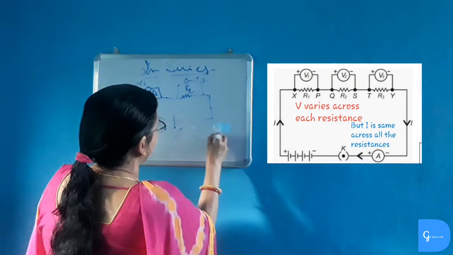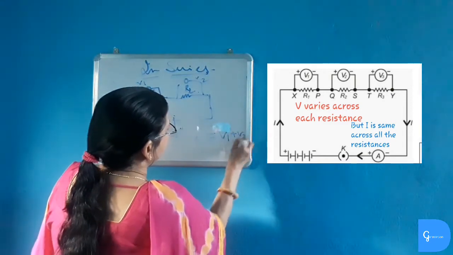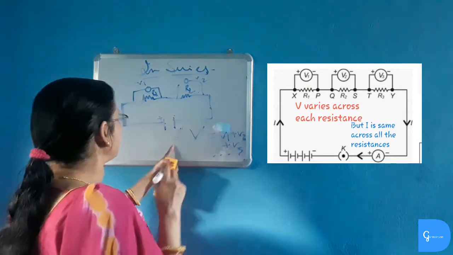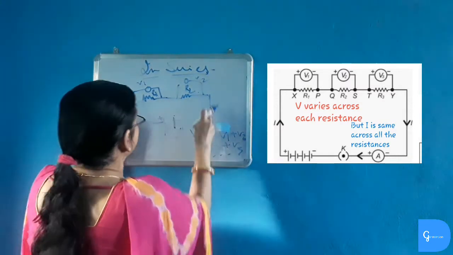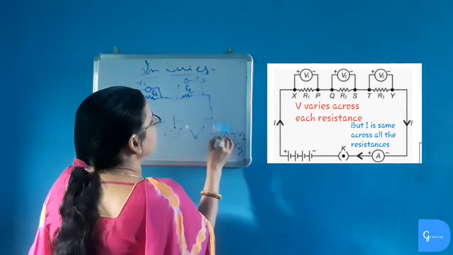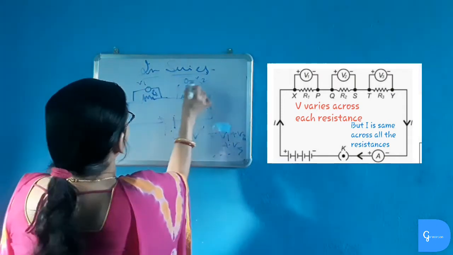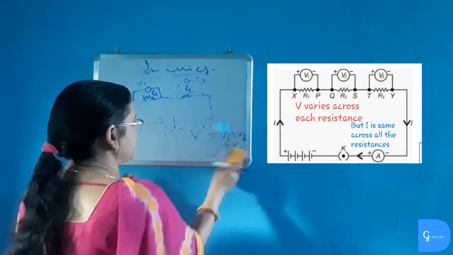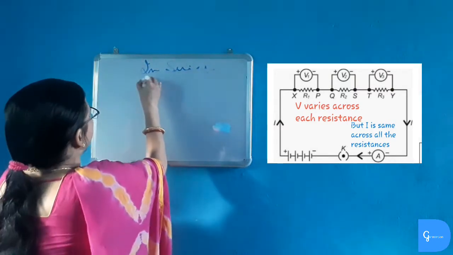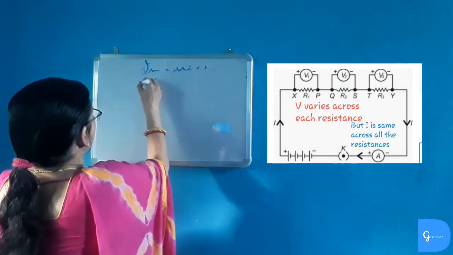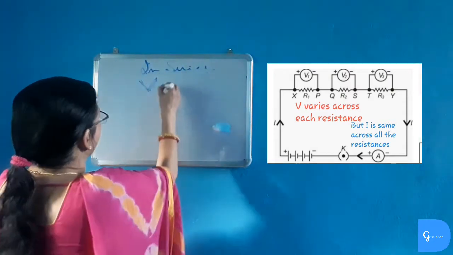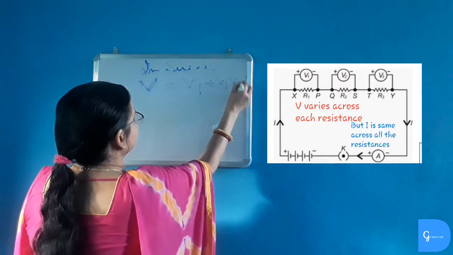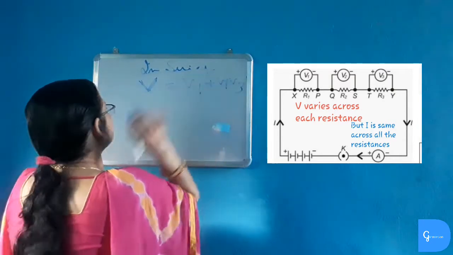So the total potential difference is equal to the sum of all the individual potential differences of each resistance connected in series, which is equal to the voltage of the battery. That is, V is equal to V1 plus V2 plus V3 and so on. So V, the voltage of the battery or the potential difference across the two ends of the battery, will be equal to the sum of all the individual potential differences across each resistance, V1 plus V2 plus V3.